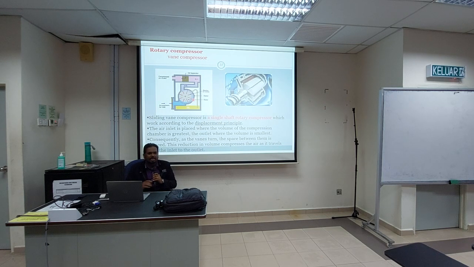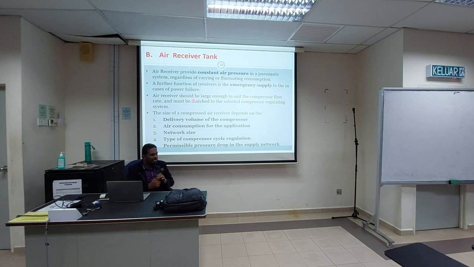Okay, so a compressor can be either linear or rotary. It depends on your application. Okay, so that is part A. Part B is the air receiver tank. An air receiver tank is like a gas tank. Whatever you have already compressed, you need to store in one place, and that place is the air receiver tank. A tank that can store the compressed air.